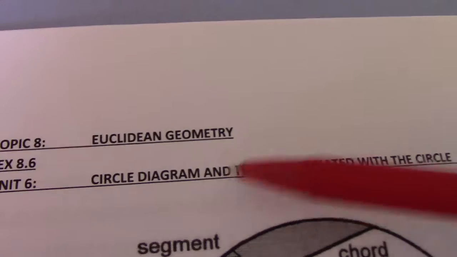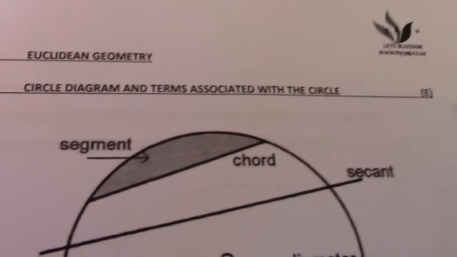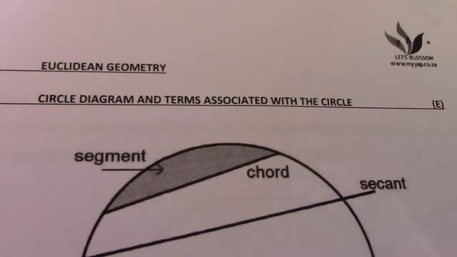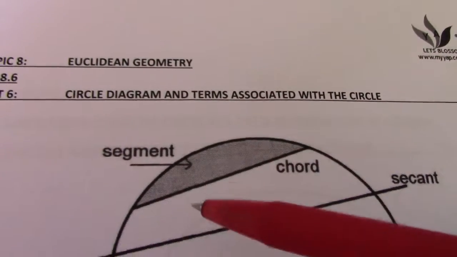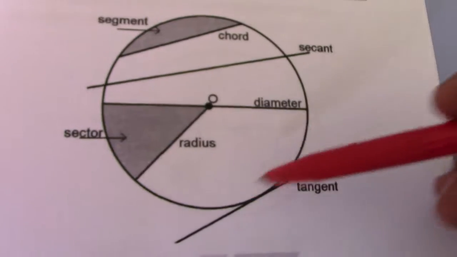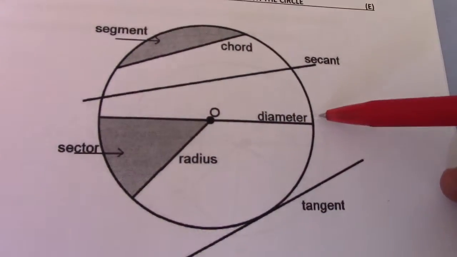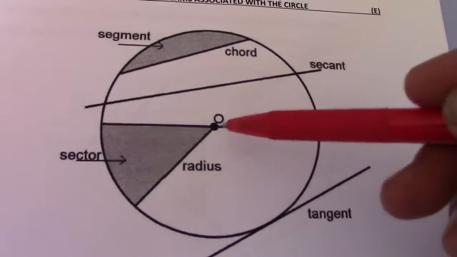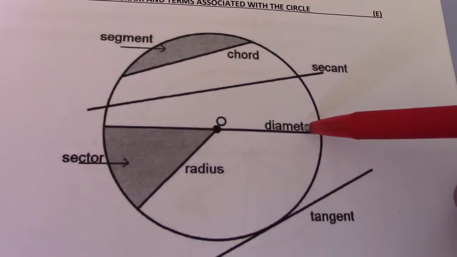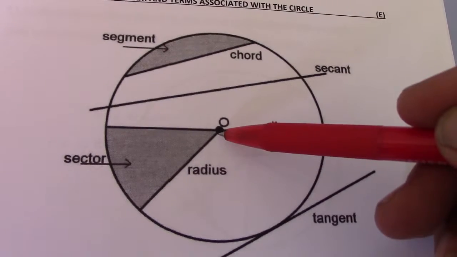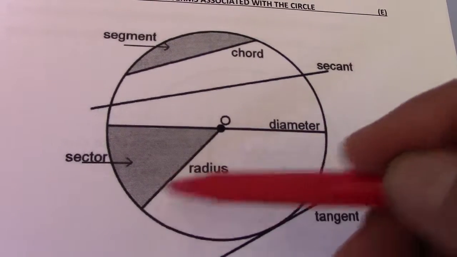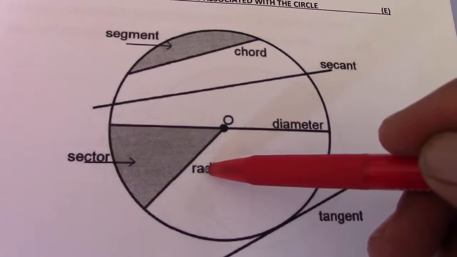Unit 6, we're looking at a circle diagram and the terms associated with it, elementary things. These are generally what I pick up lately, your books don't do it. Right, so they have a circle. Any line drawn through the center that touches both sides of the circumference of a circle is referred to as a diameter. The line that goes from the center to the circumference is referred to as a radius.